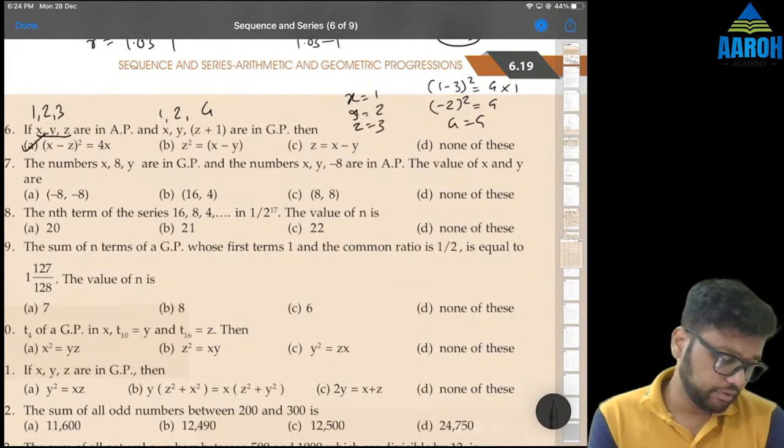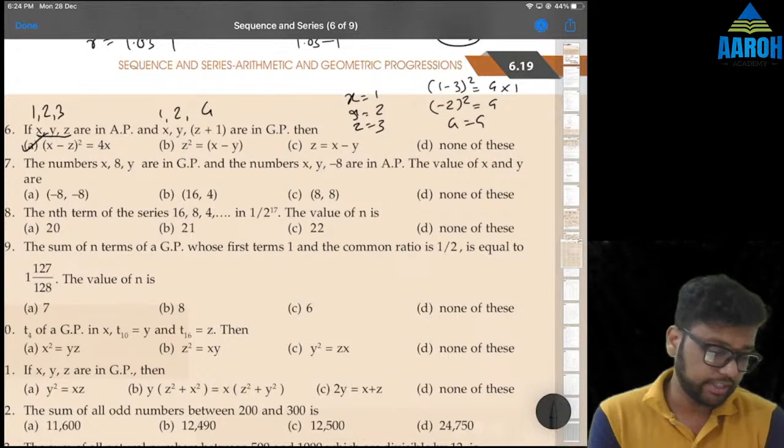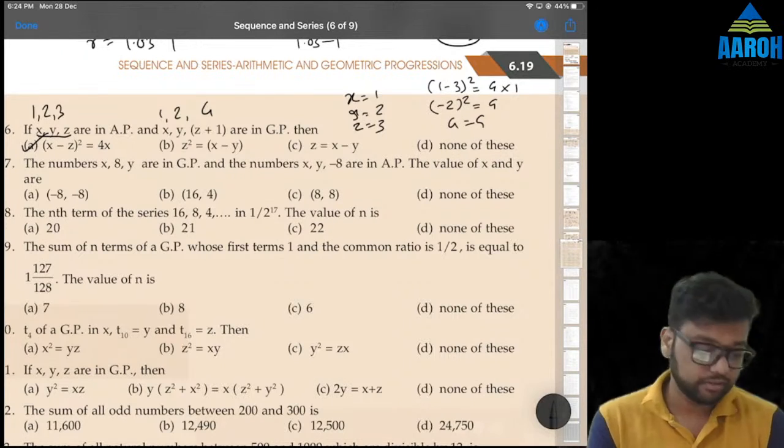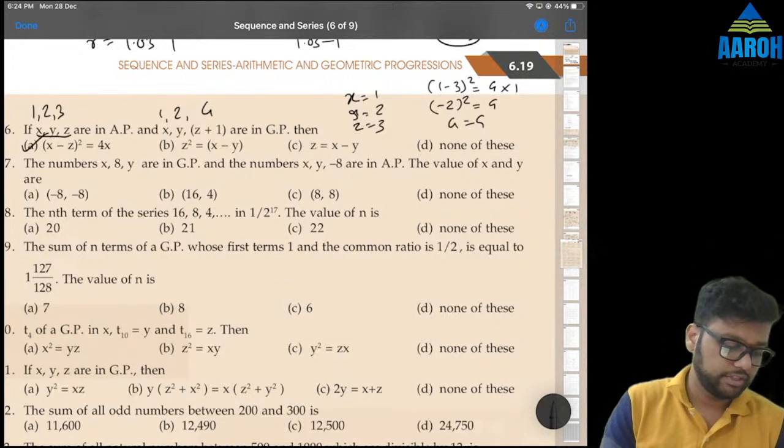We can check B and C also. B Z square, that is 9. So that is not correct. And C is also not correct. A is the only correct answer. Check. 16th.